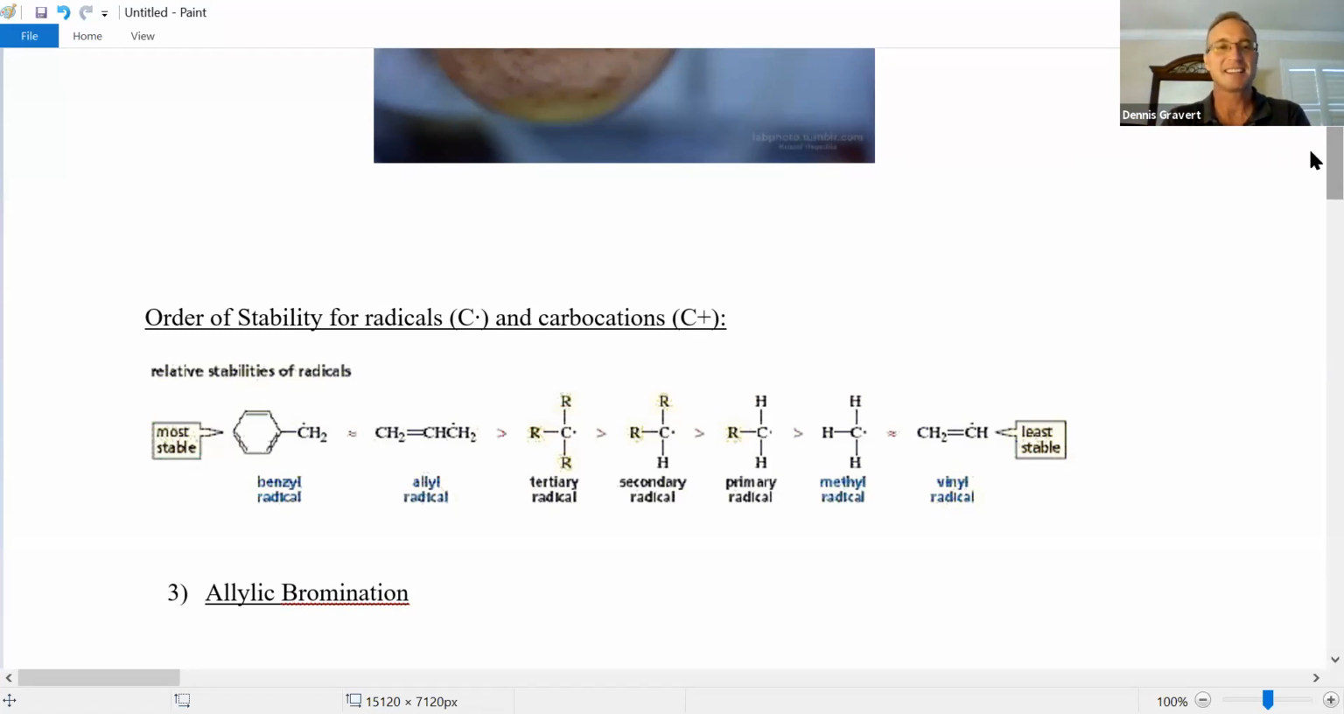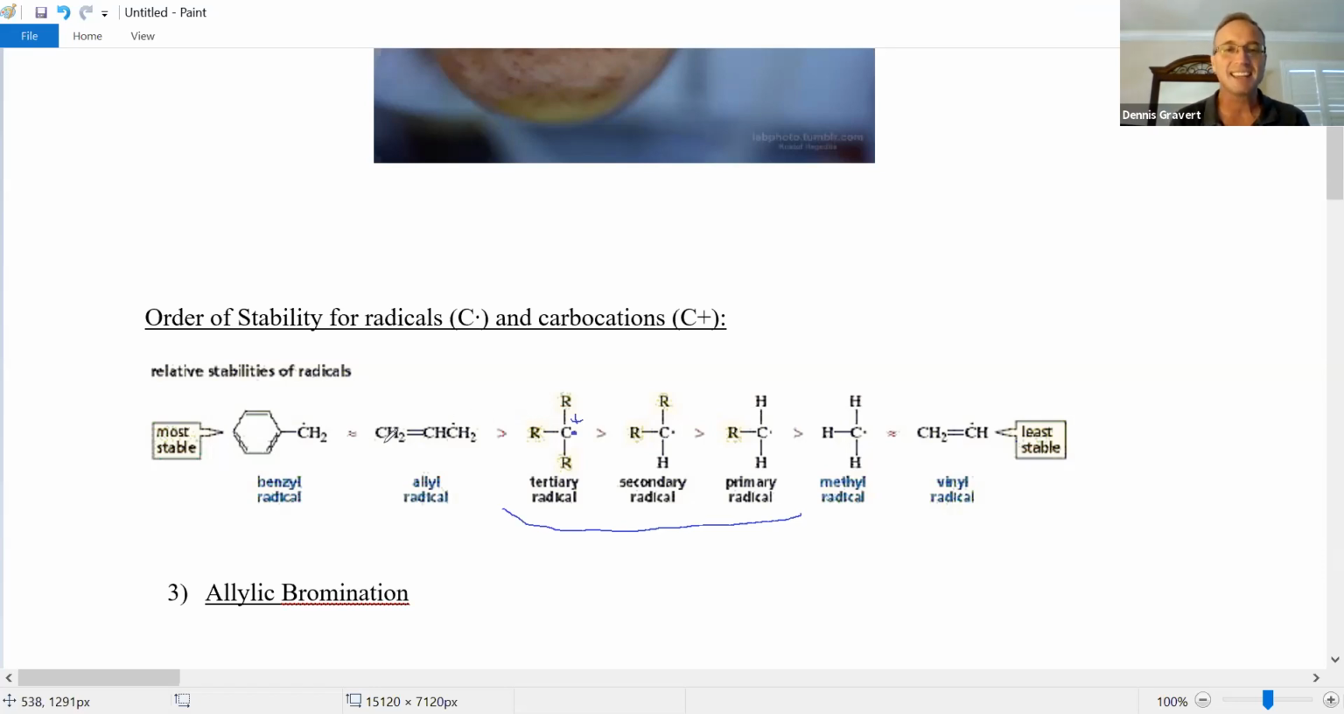One of the last things we talked about was the order of stability for radicals, and it follows the same order of stability as carbocations. Previously, we discussed how tertiary carbocations were more stable than secondary, more stable than primary. We covered this section before. Then we introduced in the last video how it doesn't matter whether this carbon's positive or a single electron, a radical, it follows the same order. And then we put more pieces at the ends of this trend.